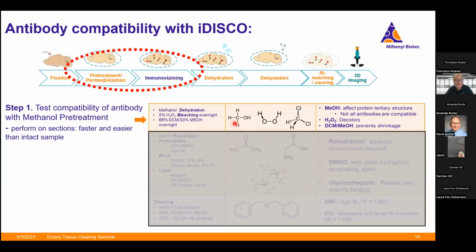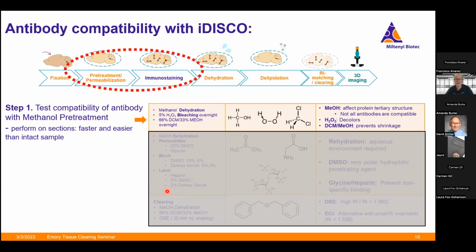First of all, antibody compatibility. Most antibodies are completely compatible with this protocol, no problem, they can find their antigen. But there have been a handful of antibodies that have been tested that this methanol treatment prevents them from recognizing their antigen. So it affects the tertiary structure of the protein. So I always recommend if you're using an antibody currently and you know that it works nice in your tissue sections and you want to bring it over to 3D and tissue clearing, make sure that you test it for this methanol compatibility. So do a pre-treatment on sections.